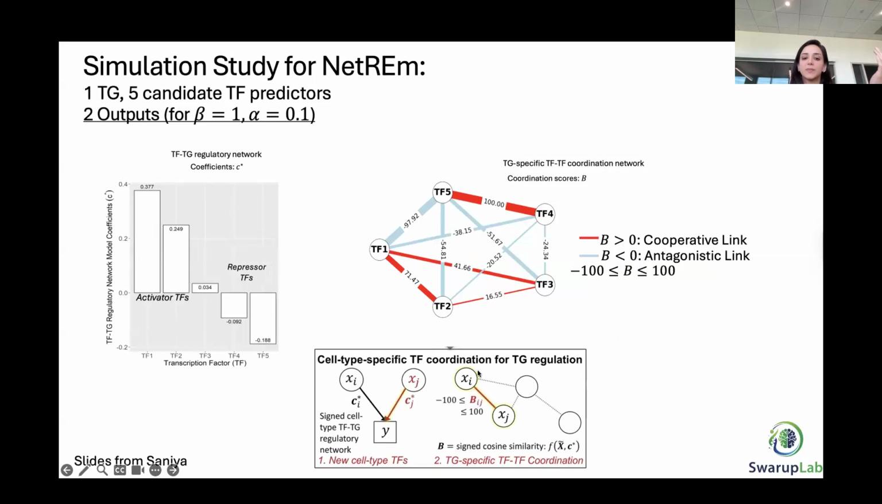And the bottom panel is basically just showing the outputs, but more like edge and node representation. Again, we get this TFTG network on the left side, with C being the weight that determines the direction of interaction between transcription factor and target gene. And on the right side, you get only transcription factor networks.